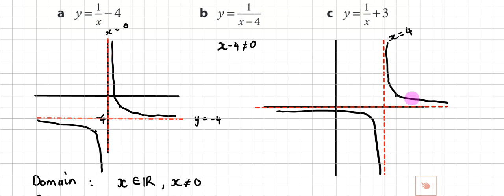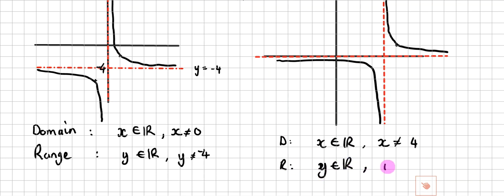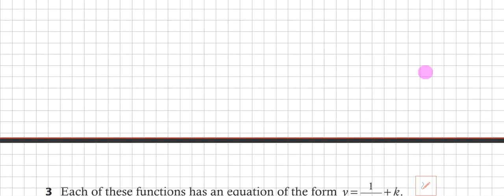Alright. Change then for this one. So the domain is x can be any real number, but x cannot equal 4 in this case. And the range, y can equal any number, but y cannot equal 0. Okay. No questions on those?